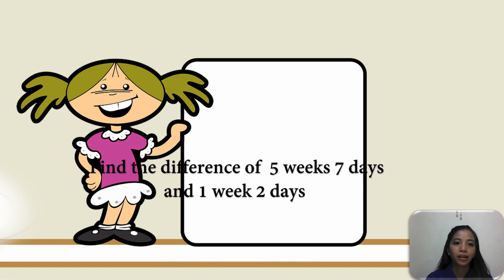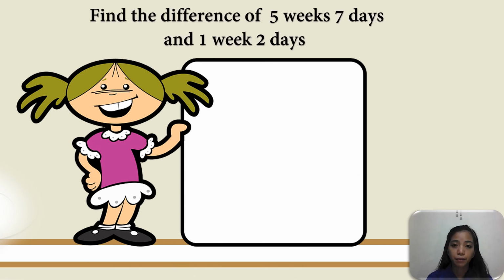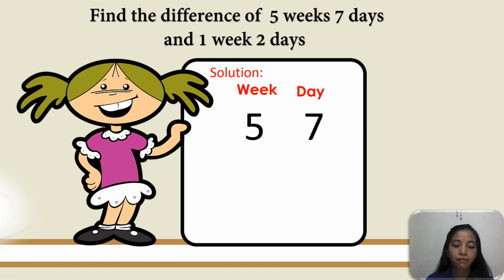Next example. Find the difference of 5 weeks, 7 days, and 1 week, 2 days. So let's solve. Write the two units. We have week and day. So what is the first time given? We have 5 weeks and 7 days. How about the second time given? We have 1 week and 2 days.